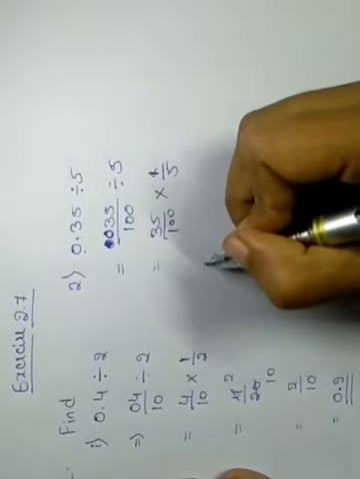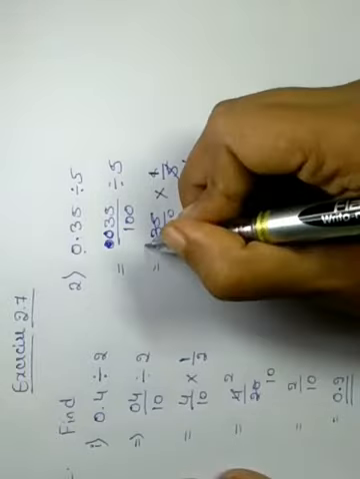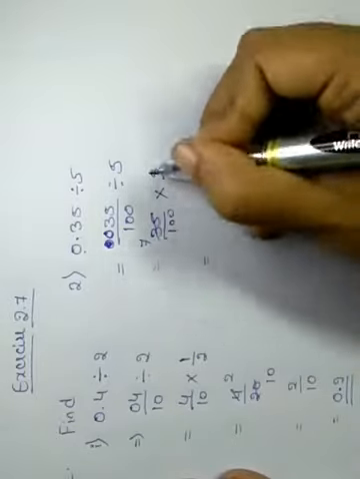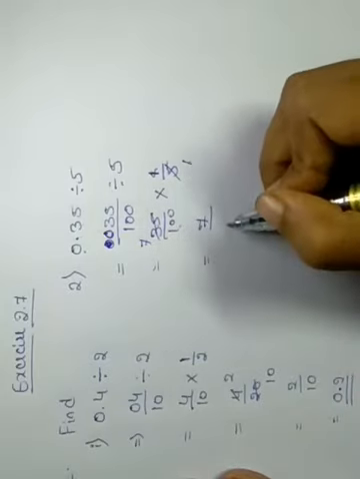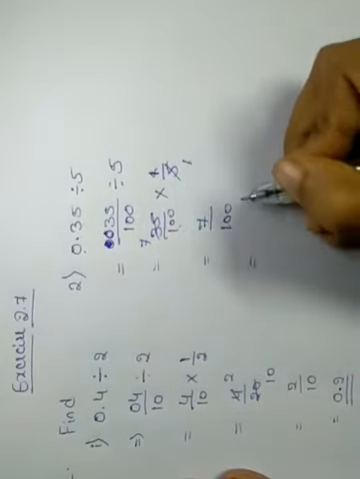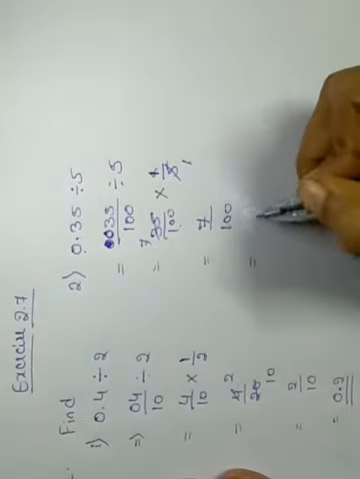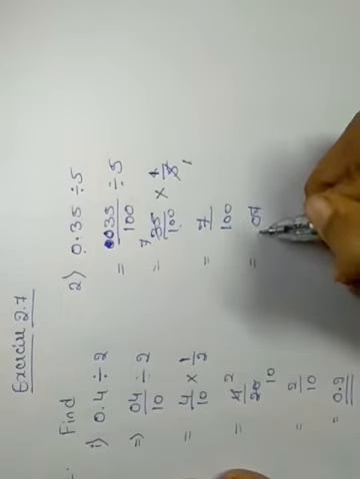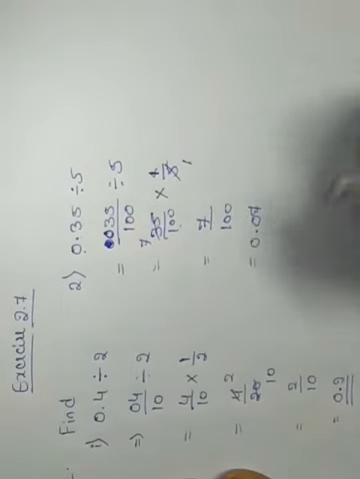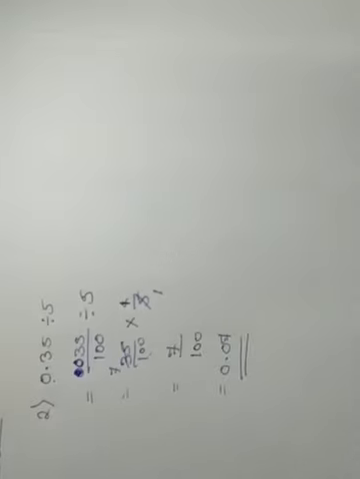5 ones are 5. 5, how much is 35? 5 sevens are 35. Now 5 ones are 5, and 100 ones are 100. So we have to insert the decimal point after 2 digits, but we have only 1 digit, right? So I will give 1 extra 0 and then I will give the decimal point. This is the answer.